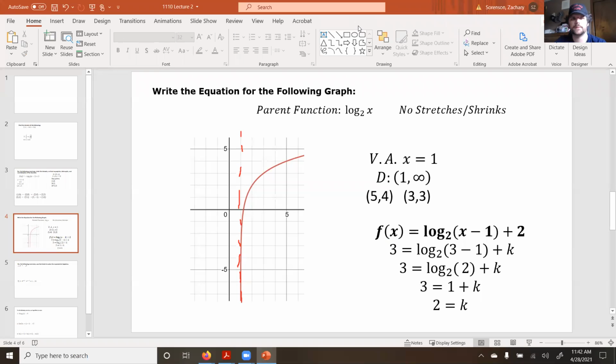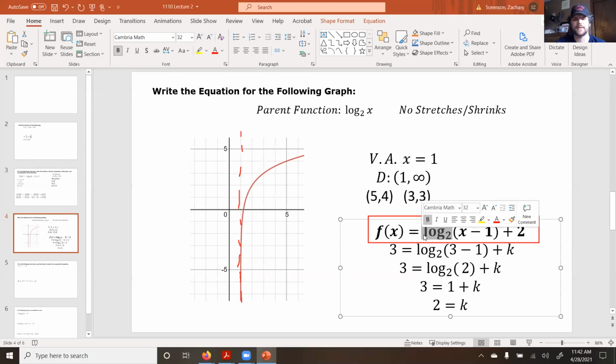Since we're getting close to the final, box my answer. And that's generally how we do these problems. Identify my vertical asymptote. That's going to tell me my horizontal shift. And then solve for my K by plugging in. If for some reason there is a vertical reflection, so my graph is flipped like this, the small adjustment you'll have to make is this would be a negative log. And then the process is exactly the same as well.